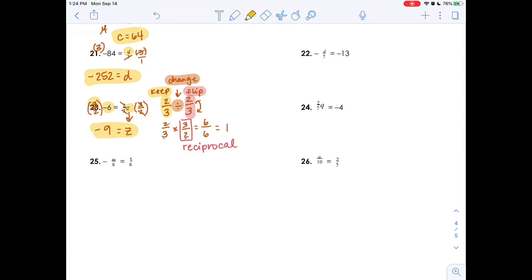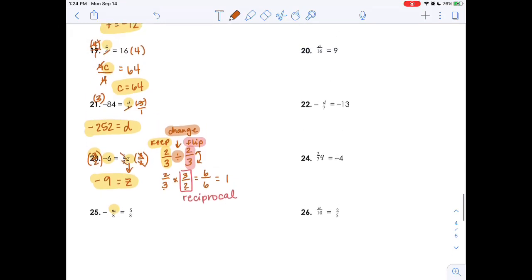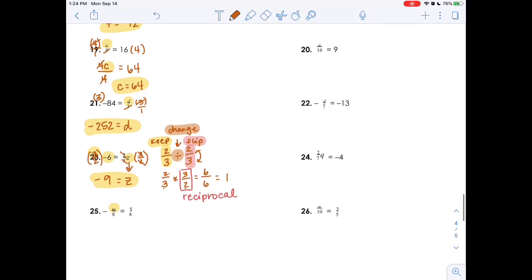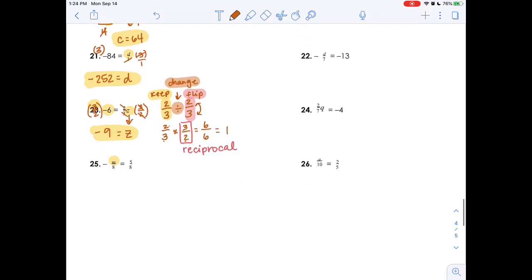Here we have number 25. I have -m/8 equals 5/8. So what I'm going to do here is identify my variable, which is m. And for this one, we could think of it in a couple different ways. Something you might notice right away is that these both have a denominator of 8. So we could just look at the numerators, but actually the way I'm going to think about this is just like I did with the division ones, like 19 and 21, where we had our variable on top divided by another number. The way that we undo division is by multiplication.